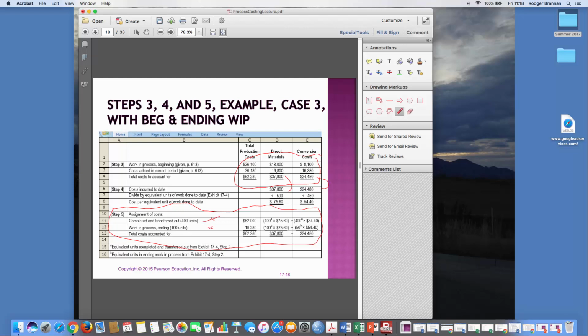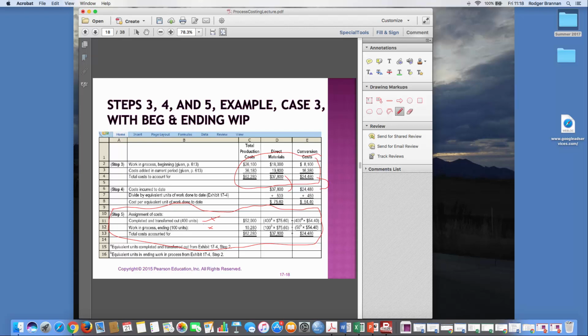Okay, what I come up with here should agree with my ledger account if I did everything properly. So again, just like we did before, once I have the equivalent unit cost, I take them times the amount that were completed and transferred out, 400 times 75.6, 400 times 54.4. Do the same thing with the ending inventory, times the respective equivalent units.